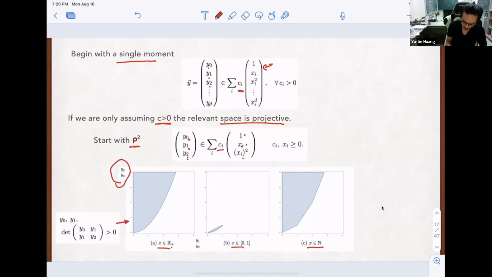You notice I'm plotting Y2 over Y0, Y1 over Y0, since the space is projective, then this is the region that you have for different choices. Now, if you want to give an analytic formula for this region, if you think a little bit, then you'll see that actually it's very easy to give the analytic formula for this space. It's just basically you require Y0 and Y1 to be positive, and you require the symmetric matrix, which is the Hankel matrix, Y0, Y1, Y1, Y2, to be positive. And this carves out this space.